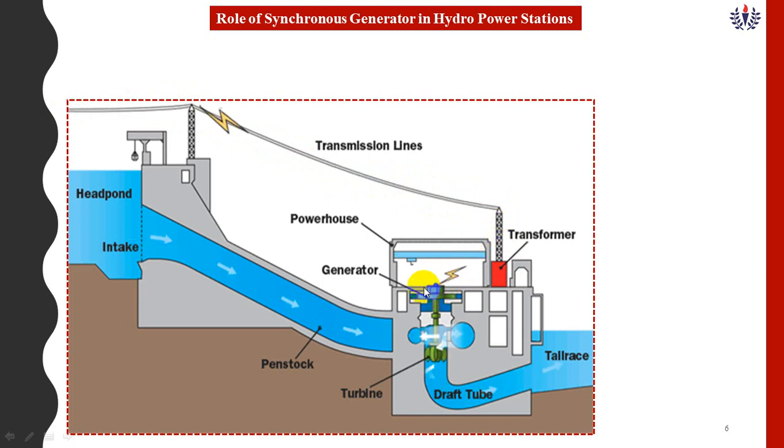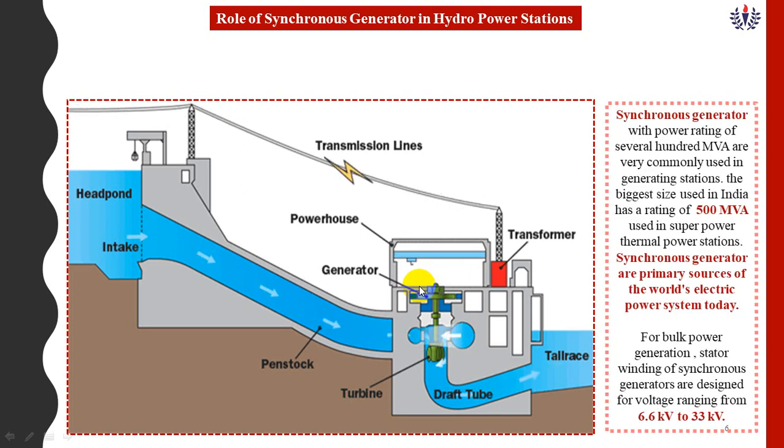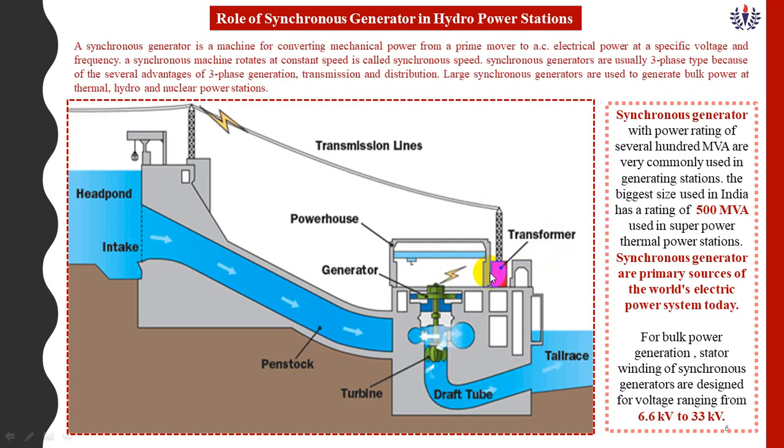The role of this generator here is our AC generator, the synchronous generator, which is used in power stations. The capacity of these generators is 6.6 kilowatt to 33 kilowatt. Normally in our country the biggest generator used in a thermal power station is 500 megavolt ampere.